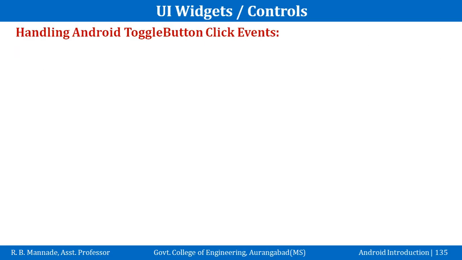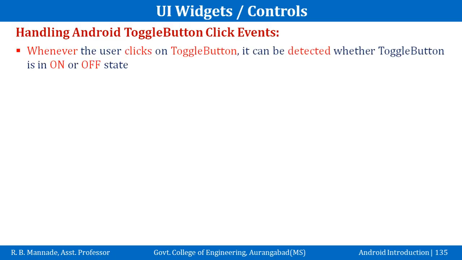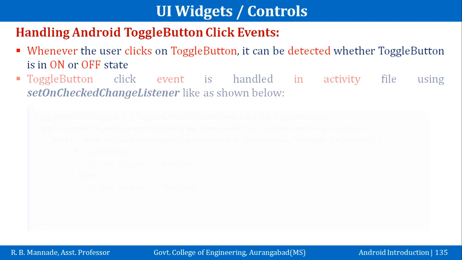Right, now how to handle Android toggle button click events. We have seen the example of a simple button, and we have also seen how to implement click event handling of the simple button. So here we will see the toggle button's click event handling. Whenever the user clicks on a toggle button, it can be detected whether the toggle button is on or in the off state.